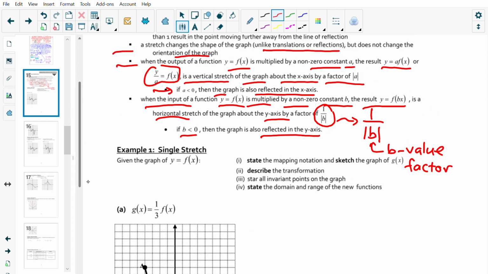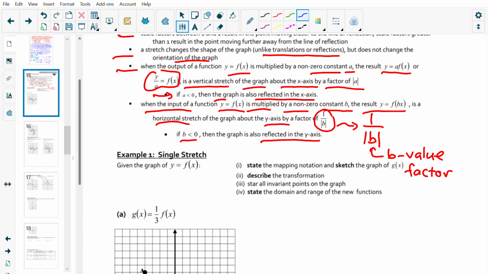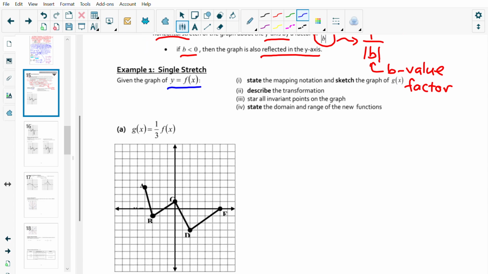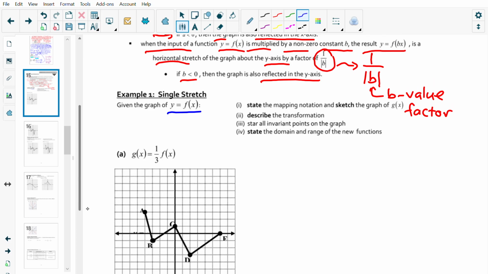Okay, let's do a couple of examples. Example 1, single stretch. We're just looking at one stretch. Given the graph of y equals f of x, whatever this function is, it is what it is. State the mapping notation and sketch the graph of g of x. State the mapping notation and sketch the graph of g of x. So I'm going to label my points like this.